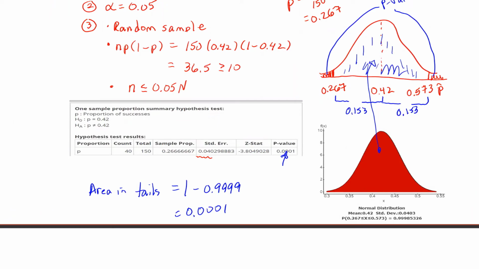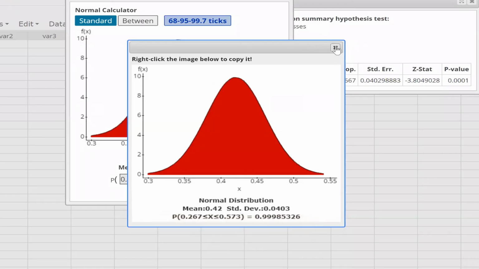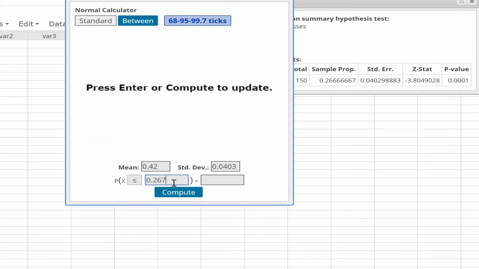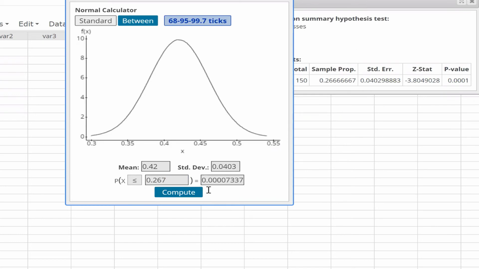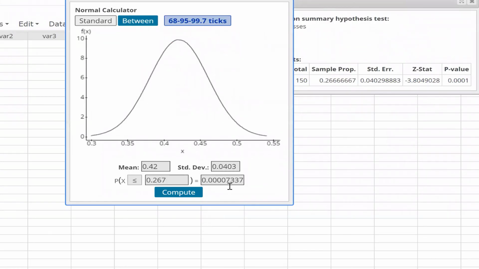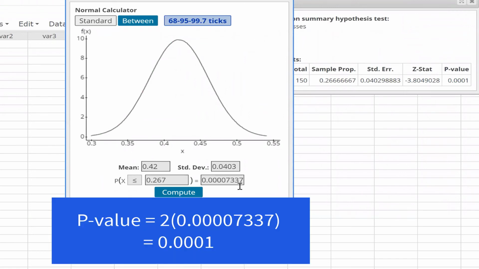What I could have done if I wanted is said, all right, I'm just going to click standard and find the area to the left of 0.267. And you see how I'm getting 0.00007. And then literally I could just double that because the area to the left of 0.267 is the same as the area to the right of 0.573 because of symmetry. And so then I would also get my p-value of 0.0001, right? Because if I took 0.00007337 and doubled that, I'm again getting 0.0001.